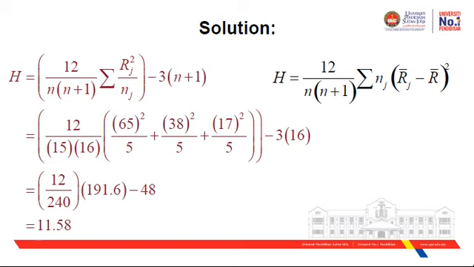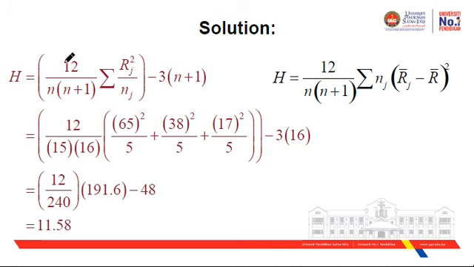Okay, next, you need to substitute all the information you have into the test statistic H. Okay, 12 over n times n plus 1. So n, your sample size, is 15. So this one is 15 plus 1. Then the sum of rank squared. Sum rank for the first group is 65, sum rank for the second group is 38, and sum rank for the third group is 17. So you just plug into the formula. And then you get H equal to 11.58.